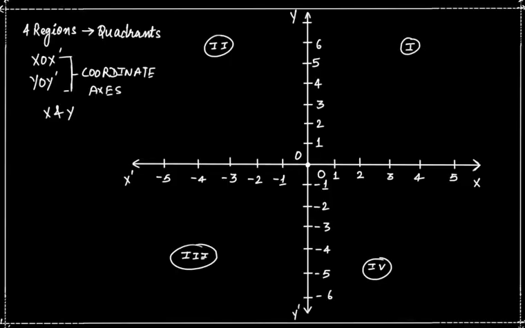Okay, so whatever we are looking at here, since this plane has been divided into four regions due to these two coordinate axes, therefore we call it a Cartesian plane, or we call it coordinate plane, or we call it the XY plane, where this is the origin. Okay, this is the origin of this plane, and we have four quadrants, and this plane has been divided into four regions called quadrants due to these coordinate axes.